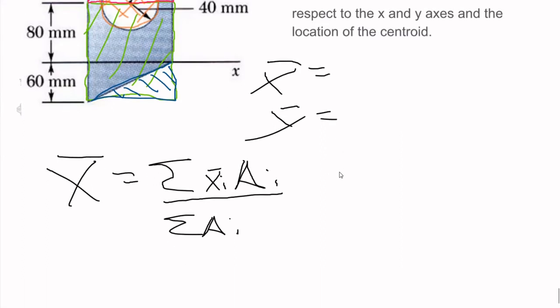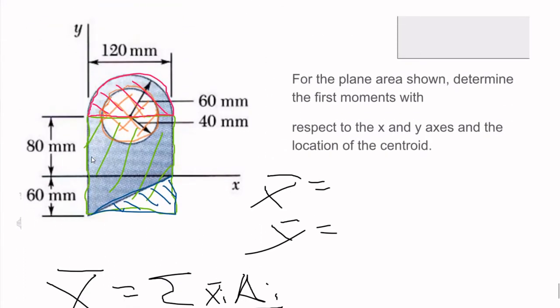So I'll start with A. Let's see, I'll define our green section. There's 1. Our fuchsia section there is 2. Our blue section down here, our negative blue section, is 3. And then our negative circular section in orange is 4.